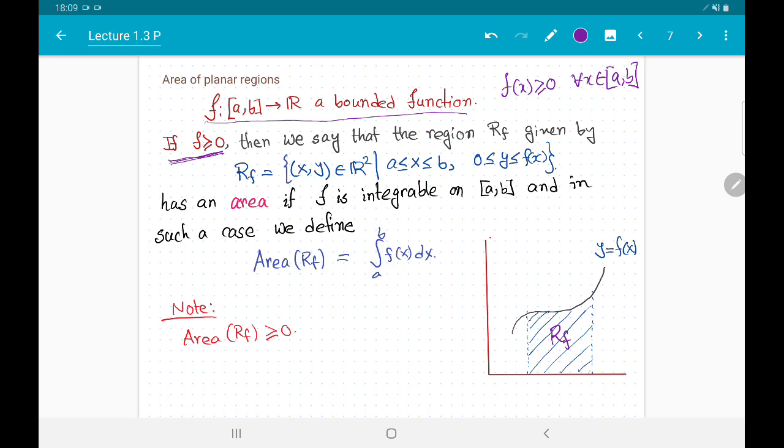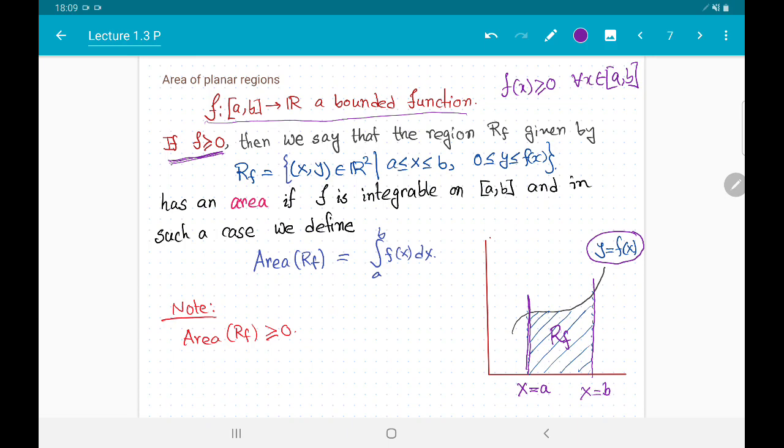Now it is very intuitive because we have developed the notion of Riemann integrability based on these ideas only. So in this case, it has to match with the notion of area. Now what is RF? So here is our graph of the function y equal to f(x). Here is my x equal to a. So I take the vertical line x equal to a. I draw the vertical line x equal to b.